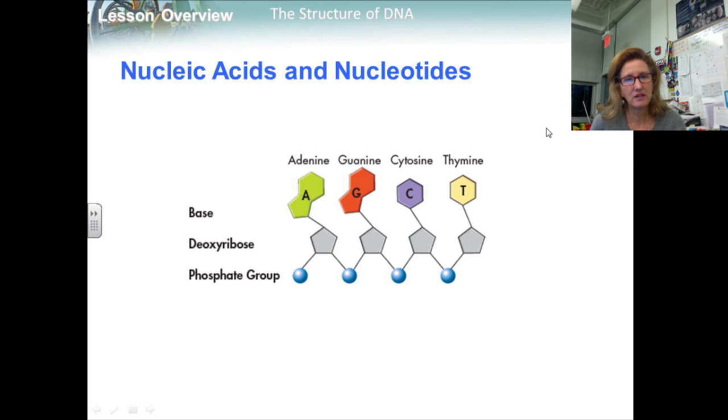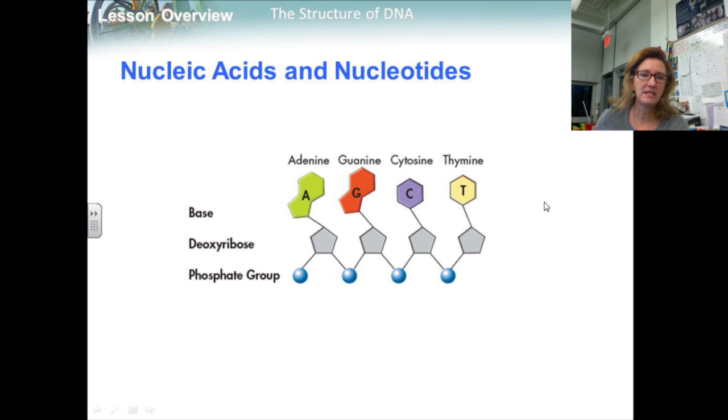DNA nucleotides are made up of three basic components. You have a 5-carbon sugar called deoxyribose, a phosphate group, and a nitrogenous base. The nucleotides in a strand of DNA are joined by covalent bonds formed between their sugar and their phosphate groups. DNA has 4 kinds of nitrogenous bases: adenine, guanine, cytosine, and thymine.